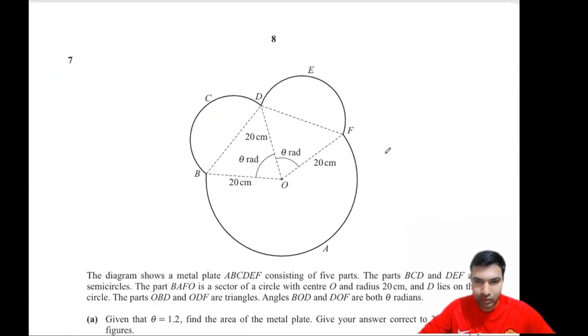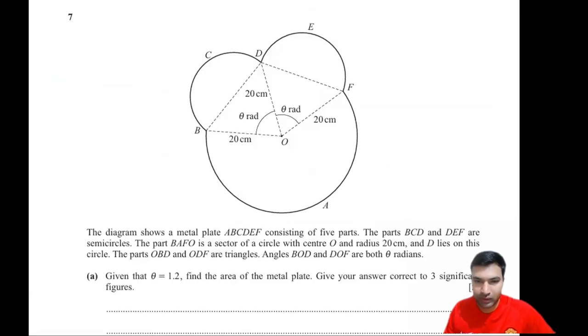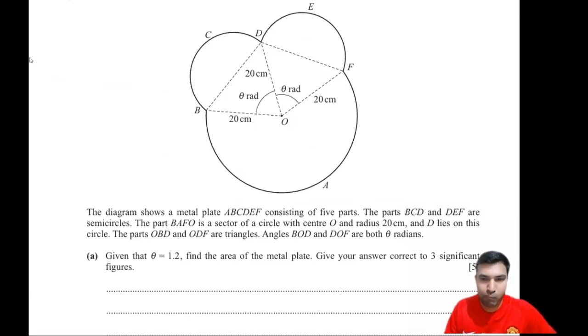Now, coming on to the seventh question from radian measures, finding the area, I guess. Okay, so let's read this question. The diagram shows a metal plate ABCDEF consisting of 5 parts. So we have 1, 2, 3, 4, 5. The parts BCD and DEF are semicircles. So they are basically identical.